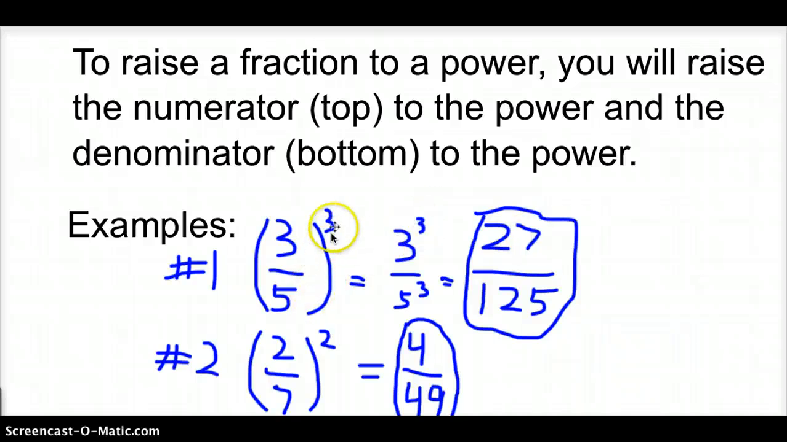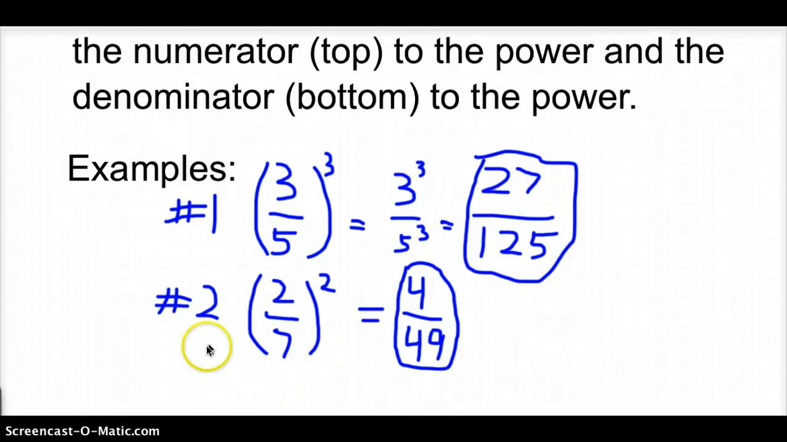So in the first one we have 3/5 raised to the third power. That's going to equal 3 to the third over 5 to the third, which is going to be 27. Again, that's 3 times 3 times 3 over 125, which is 5 times 5 times 5. So for example 1, the answer would be 27 over 125. Then example 2, we have 2/7 raised to the second power. So 2 to the second power is going to be 4, and 7 to the second power is going to be 49. So our answer would be 4 over 49.